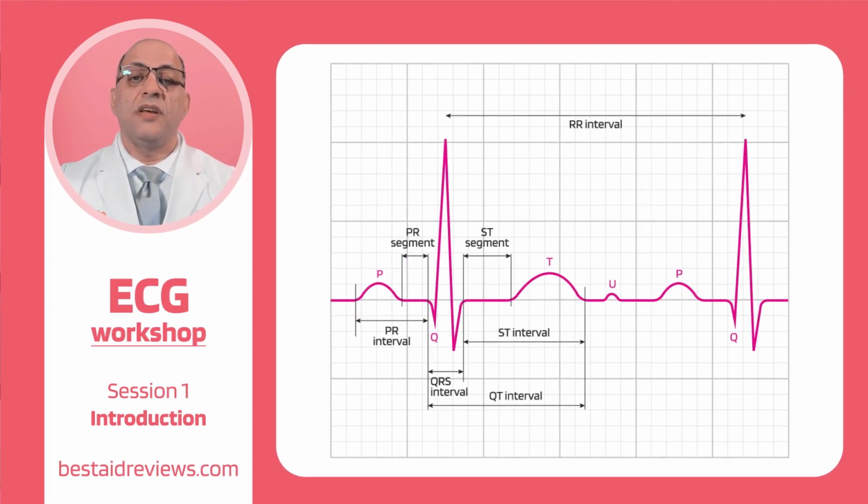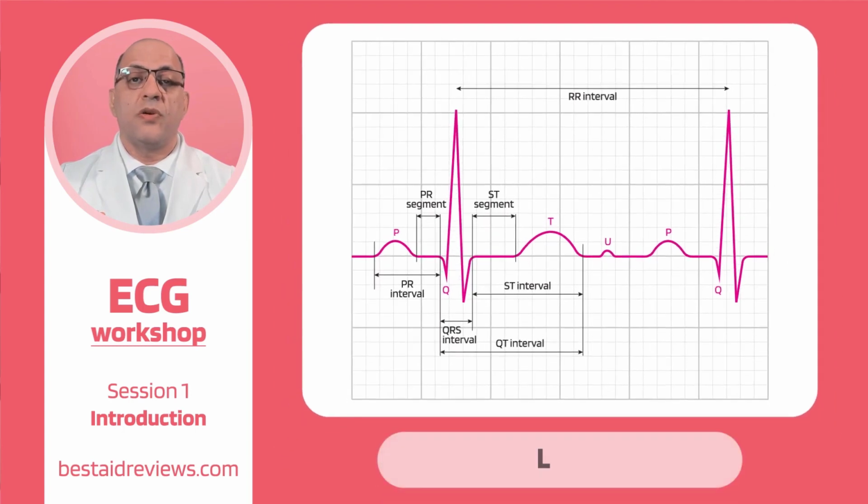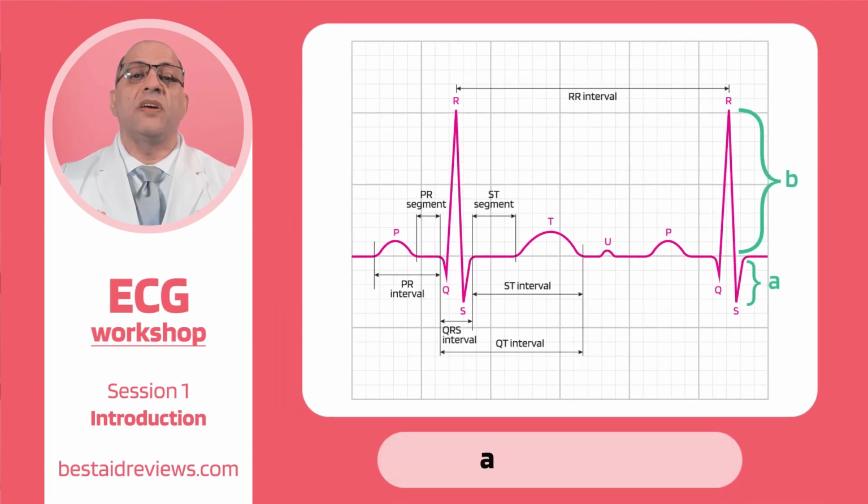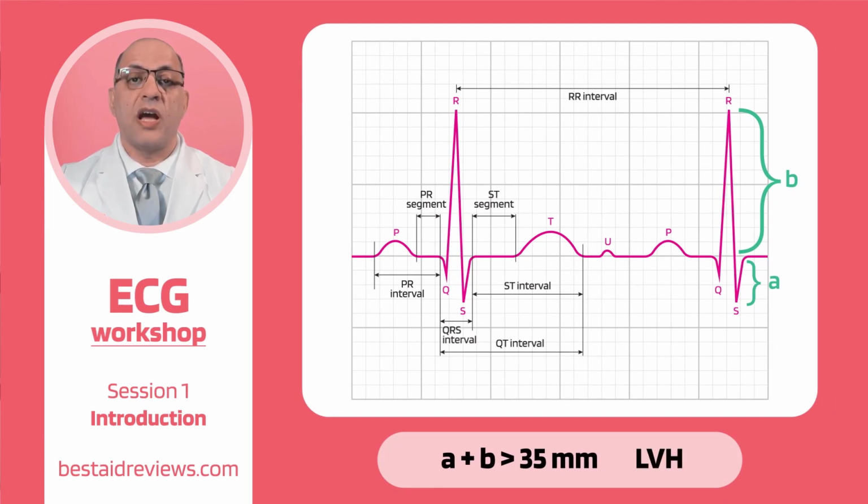How do we evaluate ventricular hypertrophy? So for left ventricular hypertrophy, we look at V1 and we measure the S wave, and then we look at the V5 or V6 and we measure the R wave, and we add them up. If it is more than 35 millimeters, then we have left ventricular hypertrophy.